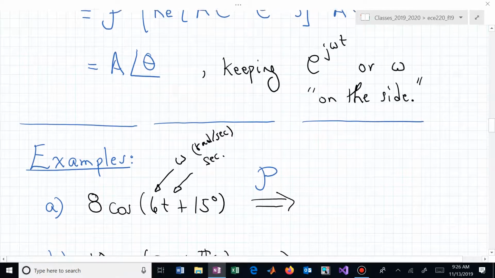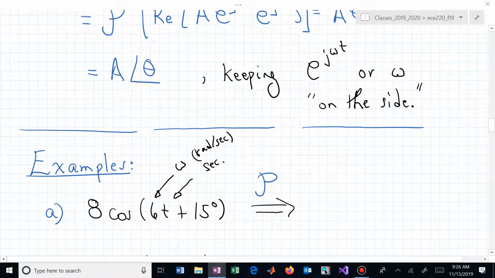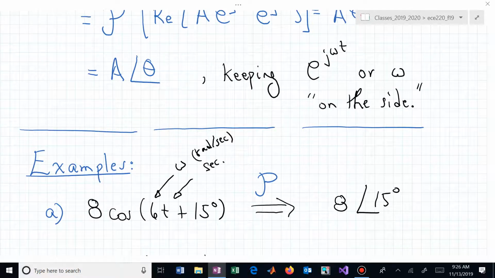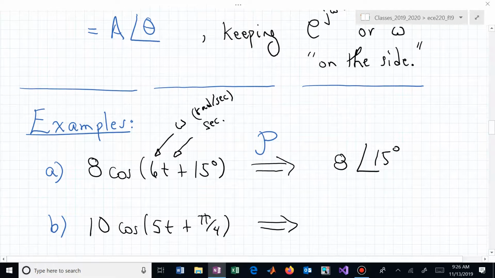All right, quit playing with me. Give me an answer. I need a magnitude and an angle, correct? We okay with that? That's the phasor representation of that time domain waveform. What about this one?